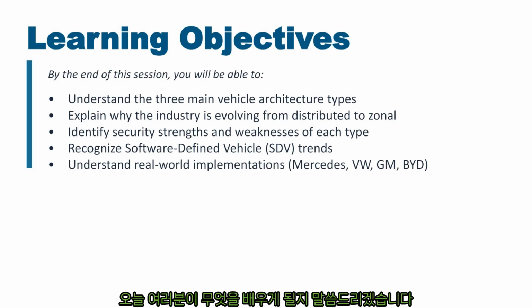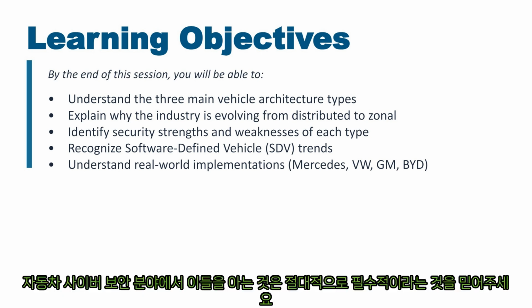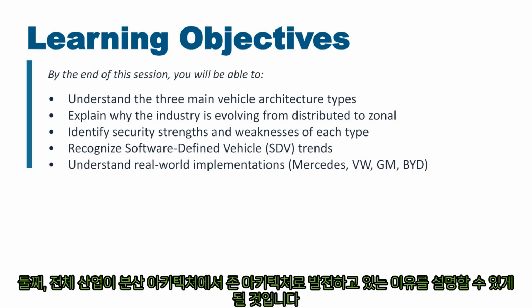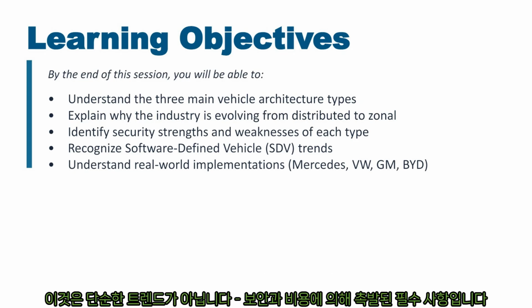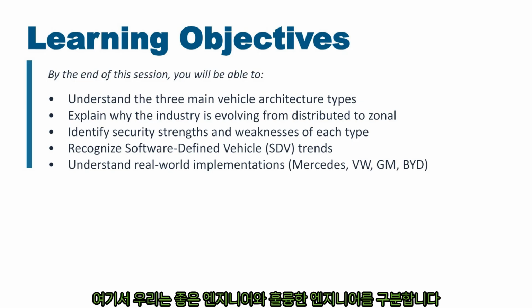Before we begin, let me tell you what you'll walk away with today. First, you'll understand the three main vehicle architecture types. And trust me, knowing these is absolutely essential for your career in automotive cybersecurity. Second, you'll be able to explain why the entire industry is evolving from distributed to zonal architecture. This isn't just a trend, it's a necessity driven by security and cost.